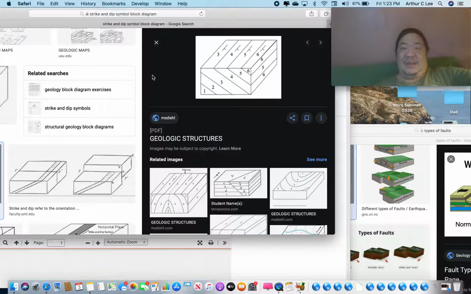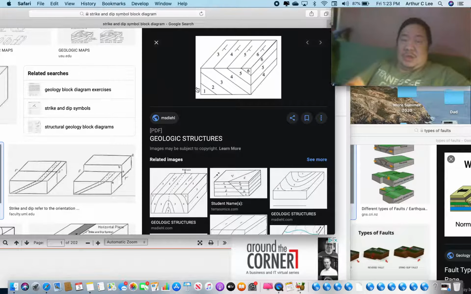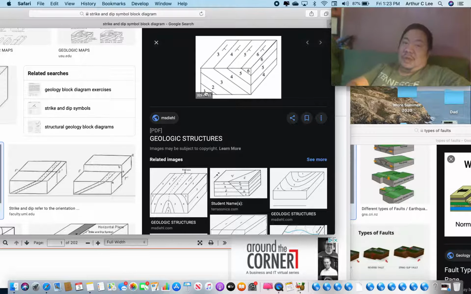Here you got 6 beds. Beds 1, 2, 3, 4, 5, and 6. Of course, you know the oldest one is bed 1 because it's on the bottom, and bed 6 is on the top. Here's your block diagram. Here's the strike and dip for bed number 3.